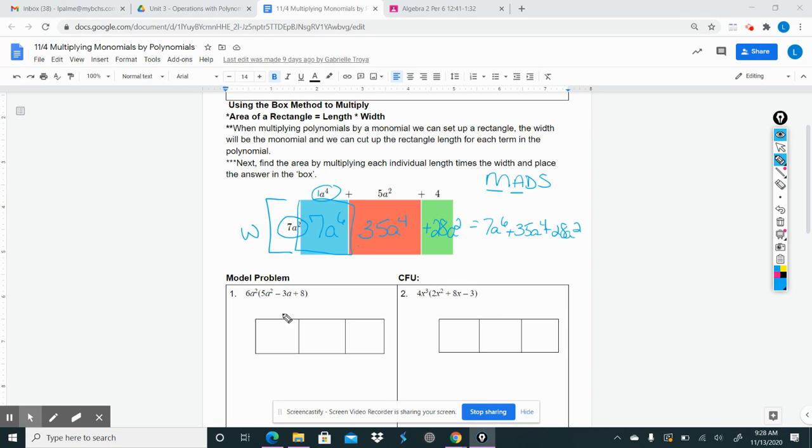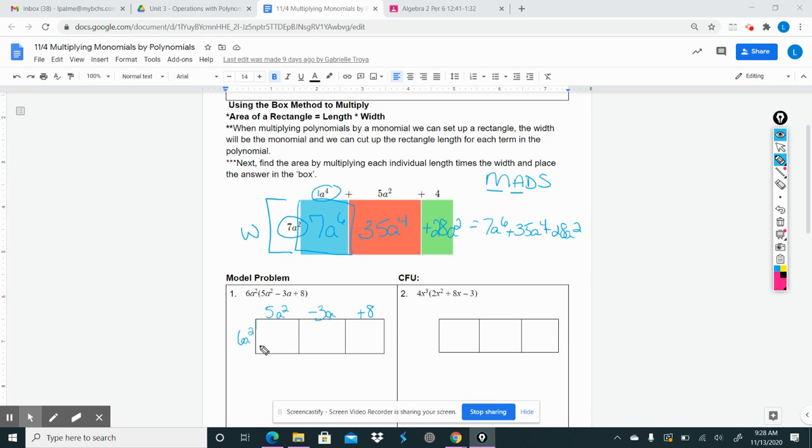Now with our model problem, I set up rectangles here for you. You would cut them into the appropriate number of terms needed in your polynomial. So we have 6a squared as our width and 5a squared minus 3a plus 8. Each term goes on top of each portion of the rectangle that was split up. And then you go ahead and multiply.